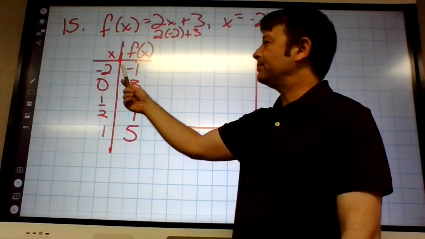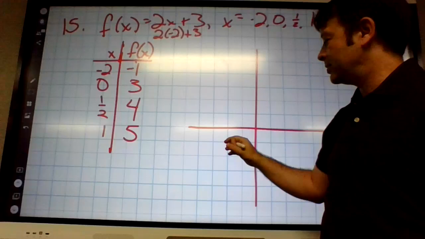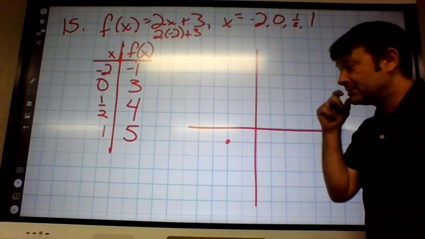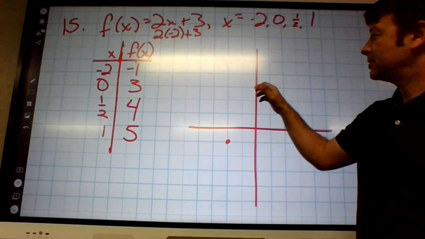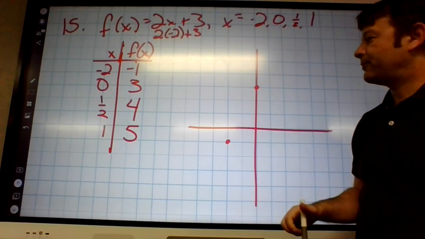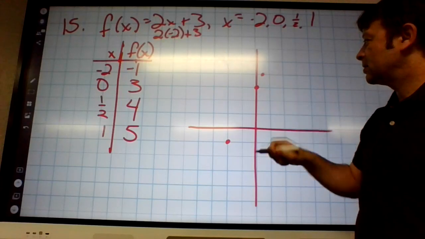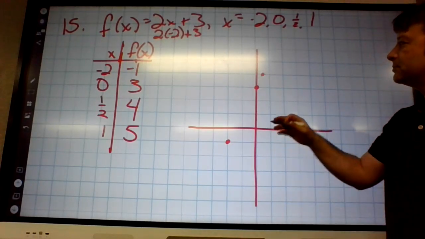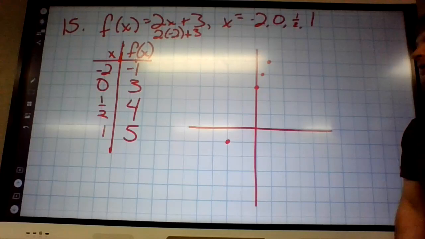Okay. So -2, -1, 0, 3. How do I get to 1/2, 4? It actually still is a line, but we're still not connecting the dots though.